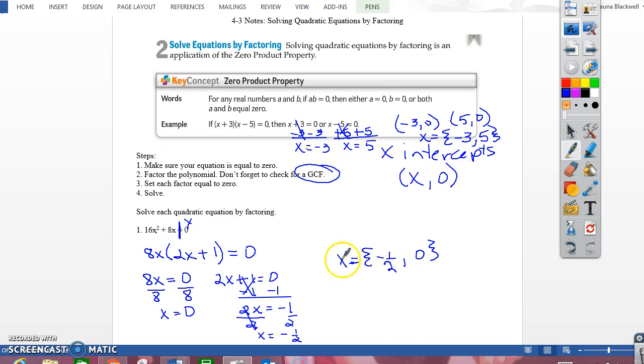Please, please remember, we are still solving quadratic equations, and we are still finding the zeros. Okay, we are finding the zeros. Zero product property, we're finding x-intercepts. These are the zeros, okay?